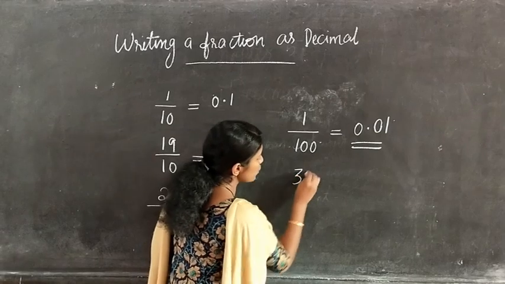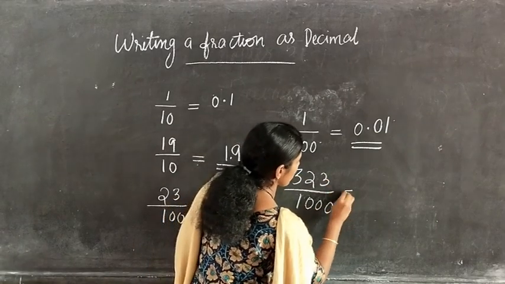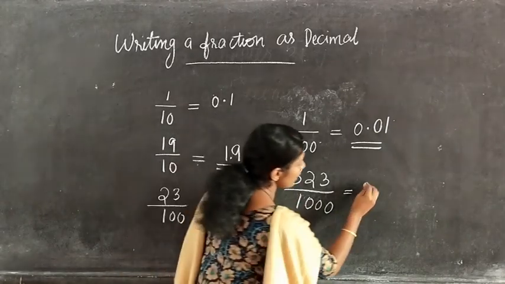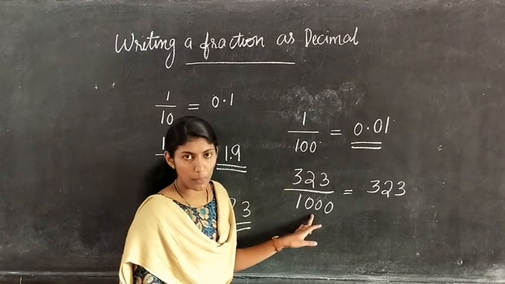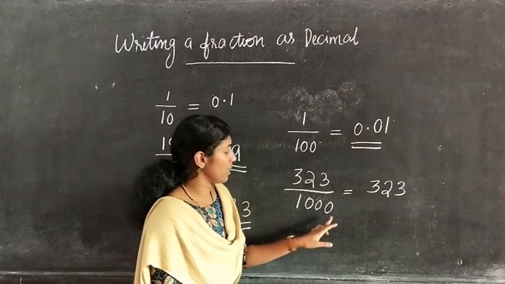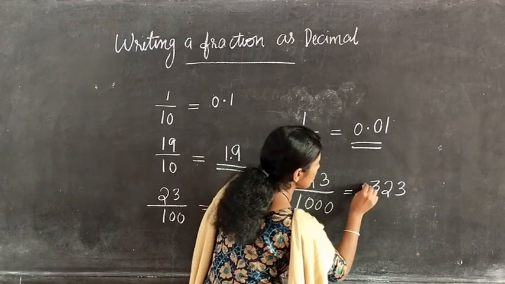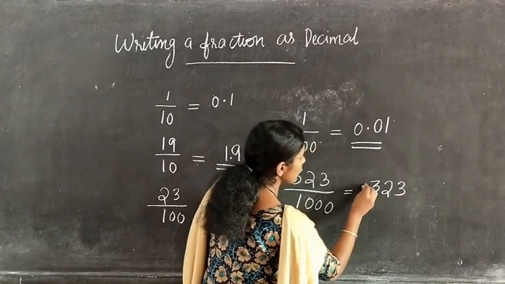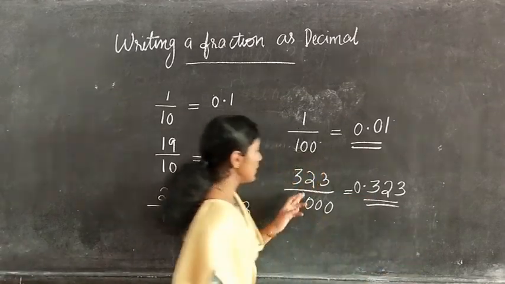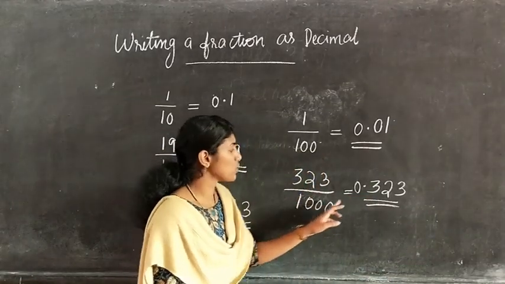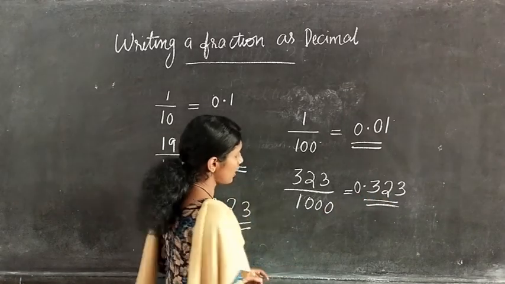Then next one, 323 by 1000. Here, first we have to write the numerator, that is 323. Then we have to count the number of zeros in the denominator. Here we have 3 zeros. Then from the right we have to put one dot. 1, 2, 3. After 3 we have to put one dot, then 0. That means 323 by 1000 equal to 0.323.